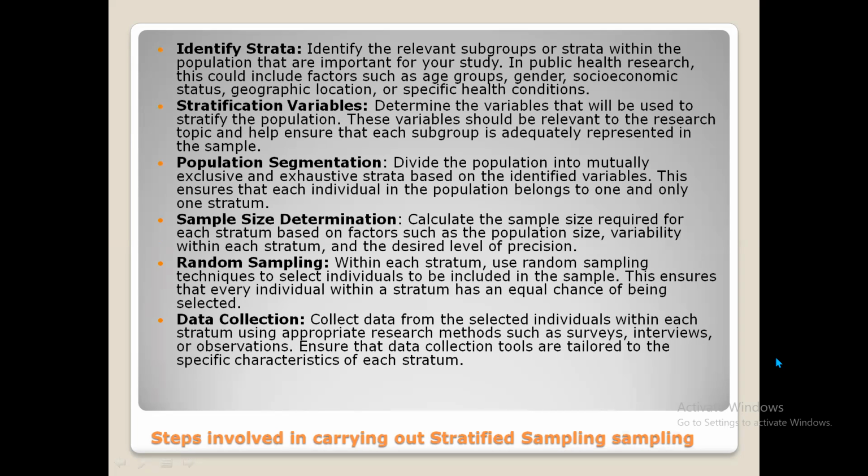From these strata, you would then select individuals randomly. You will now employ the simple random method to select individuals from each of these strata based on their population, until you are able to get your sample size. Let's say your sample size is 200.